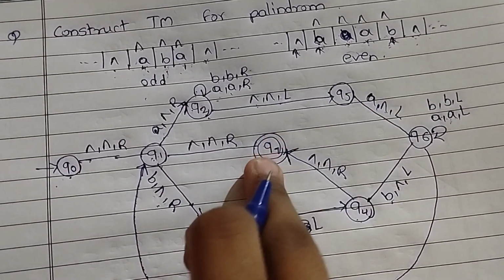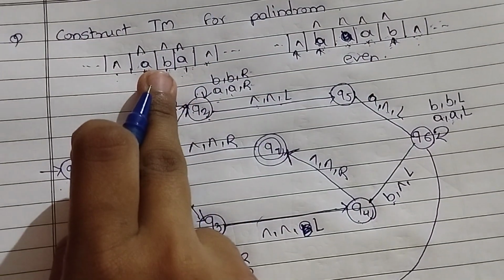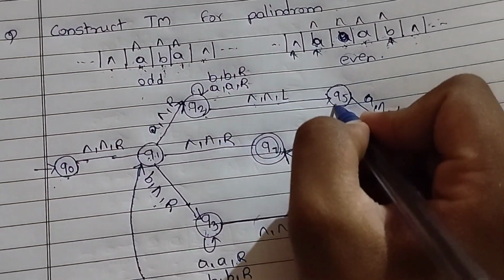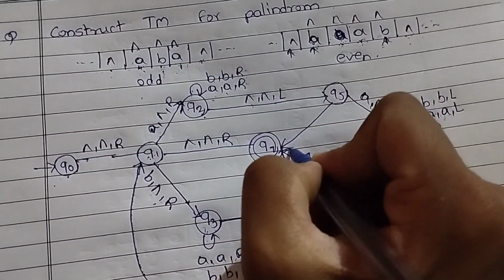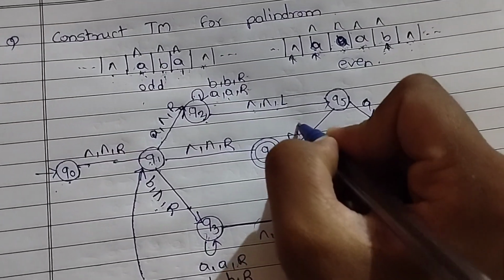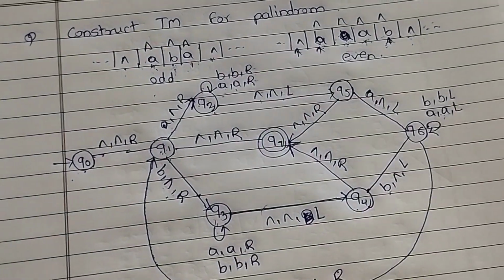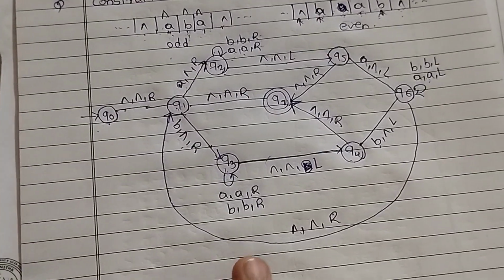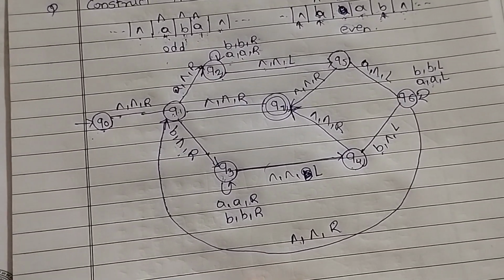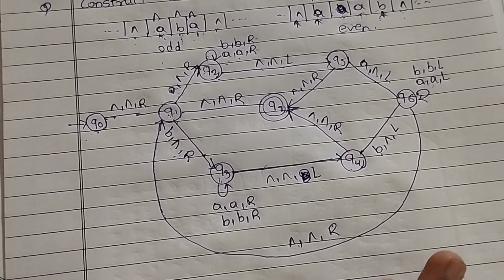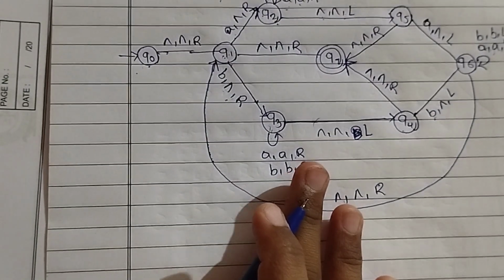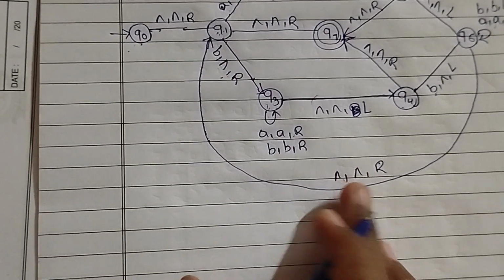Same for the A also. If A is present in the middle, at that time the transition comes in this direction. And here we read null, null and right. So this is the Turing machine for the palindrome, both even and odd. This TM machine we can also write in simple words.